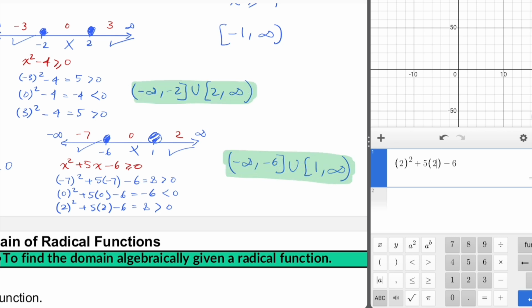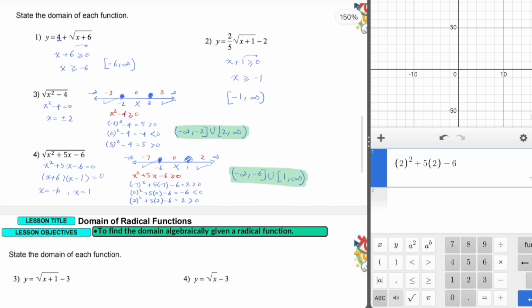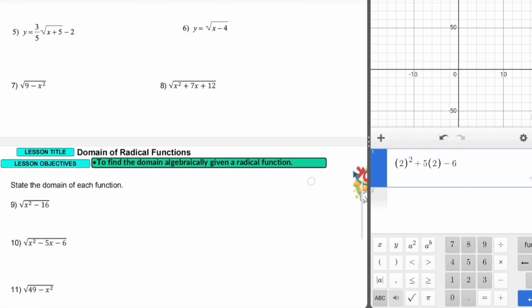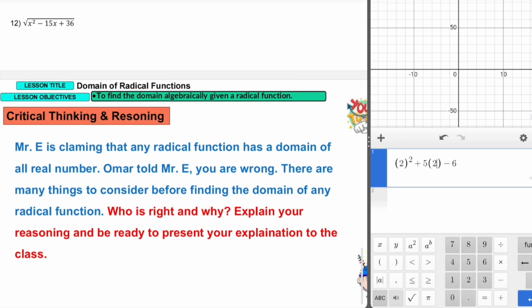Now it's time for you to check your answers and then do more practice for the next 2 slides. And for the last slide, this is a critical thinking question that you need to think about and write who's correct in their claim and why they are correct or why they are wrong. Good luck.